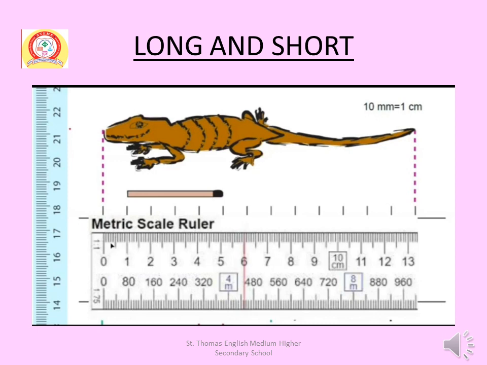So what do we get in a ruler? Centimeter division and millimeter division. Centimeter is the larger division, millimeter is the smaller division. And we see from the picture of the ruler, 10 millimeters equal 1 centimeter.